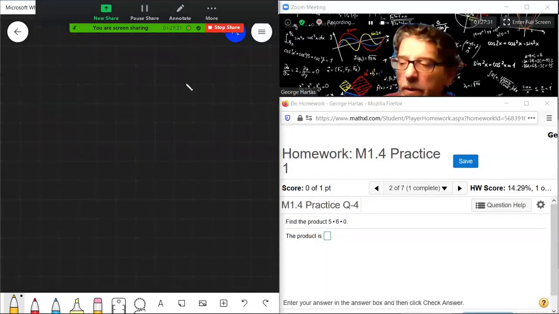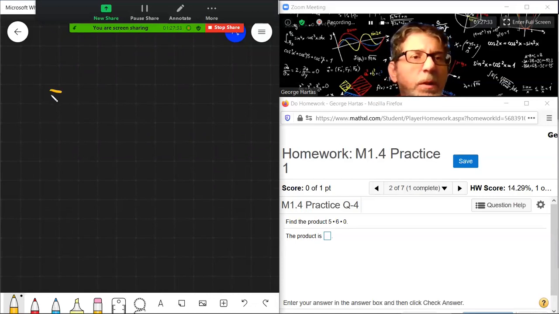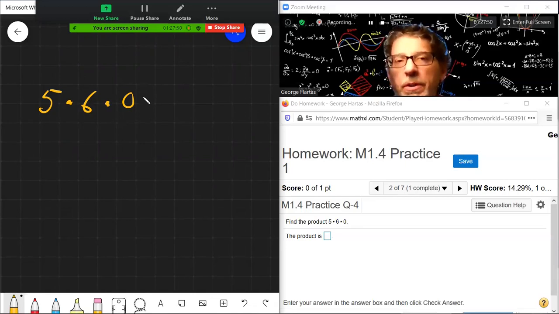And also right here, a similar problem, 5 times 6 times 0. This dot is up here in the middle. It's not down here. It's not a decimal point. So anything times 0 is 0, or 0 times anything is 0, either way. There's no point in wasting brain power on trying to figure out what 5 times 6 is, but you should know that it's 30. As soon as you see a 0 and everything's being multiplied, you know the answer is 0.